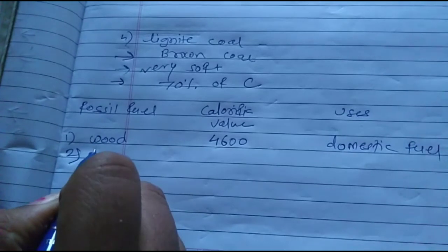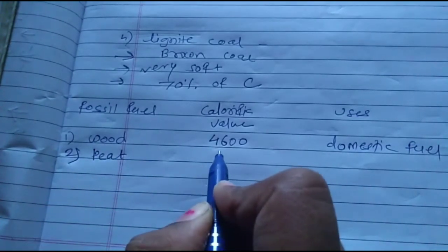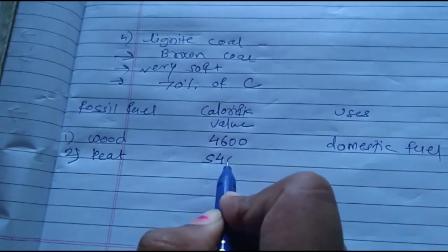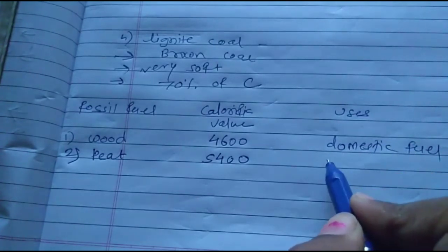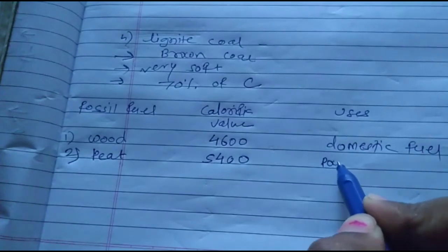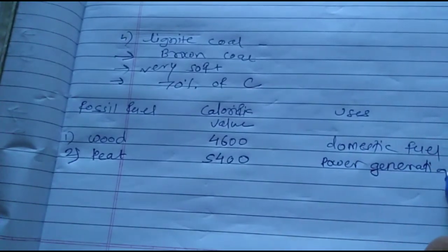Next is peat. This has a calorific value of 5400. It is used for power generation and as a local fuel for domestic purposes. Mostly used for power generation.